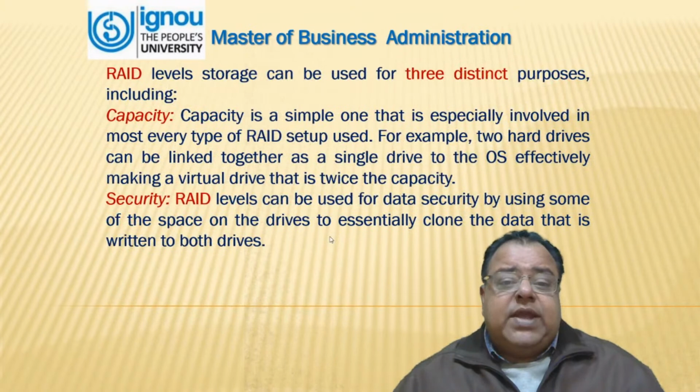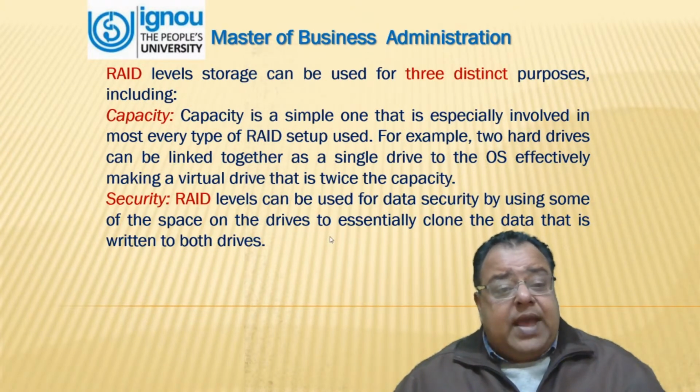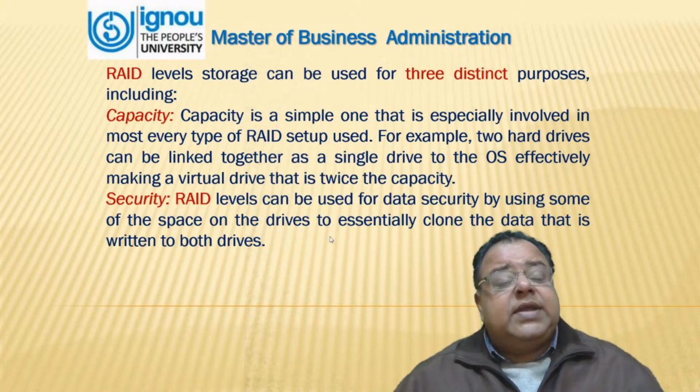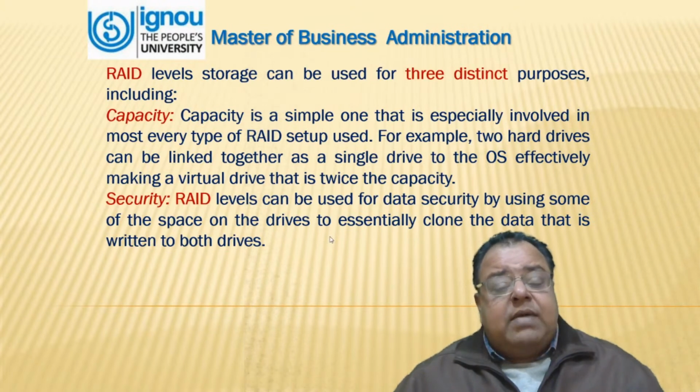RAID level storage can be used for three distinct purposes, including capacity. Capacity is a simple one that is involved in almost every type of RAID setup used. For example, two hard drives can be linked together as a single drive to the operating system, effectively making a virtual drive that is twice the capacity.